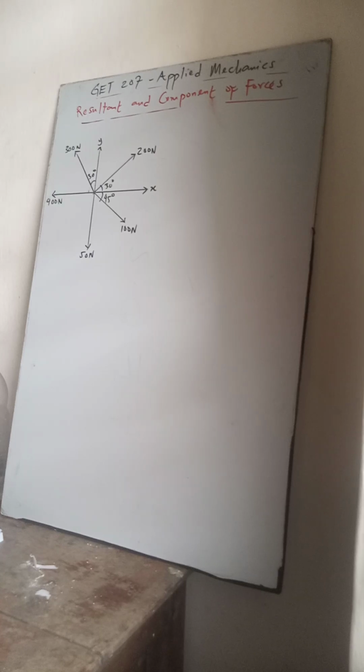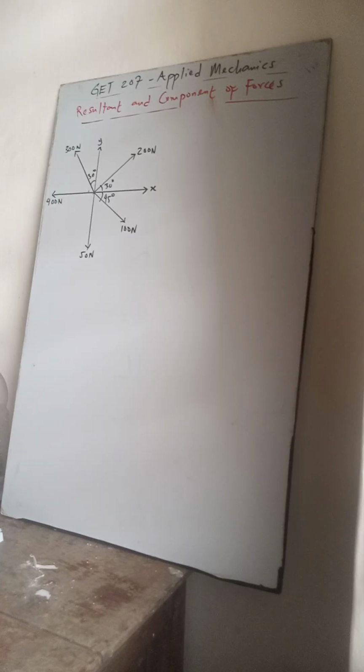Good morning and welcome to this episode of Applied Mechanics: Resultant and Components of Forces. So this is a concurrent force in that all the lines of forces intersect at a central point. That's what is called a concurrent force.